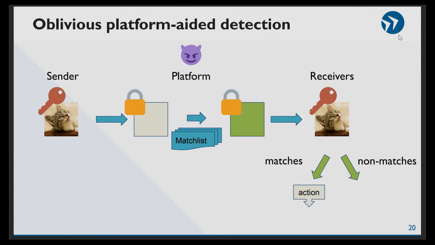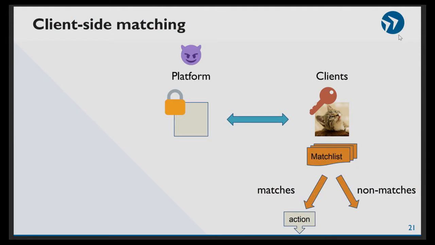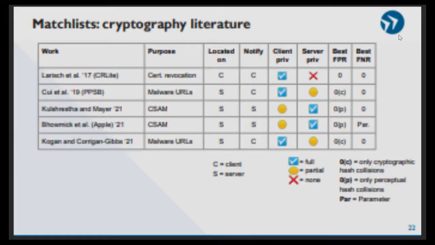And the other thing that people try to do in end-to-end encryption is just shove the entire thing onto the client side, where the client gets some version of the match list on their phone, and the client is the one that checks, on the unencrypted image, whether there's a match or a non-match. This is highly controversial, and I will talk about that in a little bit.